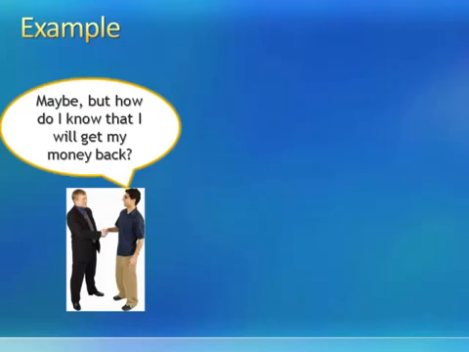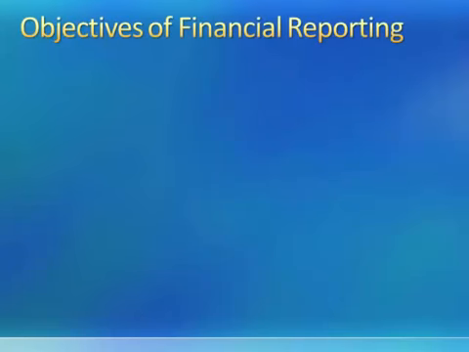But here we've got the guy saying, maybe, but how do I know that I will get my money back? That's where accounting comes into play. Remember, accounting is to help people make decisions, and financial accounting is to help investors and creditors make decisions. So we've got a request for a loan, and the potential lender or the potential creditor is asking, how do I know if I will get paid back? So financial accounting comes into play in helping make this decision.